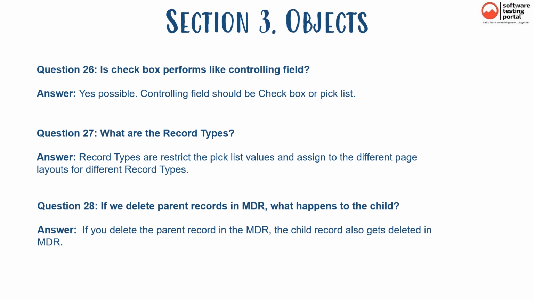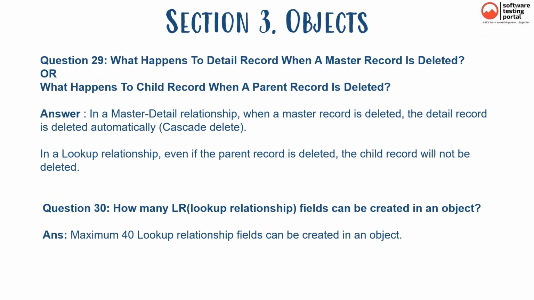Question 28. If we delete parent records in MDR, what happens to the child? If you delete the parent record in the MDR, the child record also gets deleted. Question 29. What happens to the detail record when a master record is deleted? It can also be asked in other forms, like what happens to the child record when a parent record is deleted? The answer is, in a master detail relationship, when a master record is deleted, the detail record is deleted automatically. In a lookup relationship, even if the parent record is deleted, the child record will not be deleted.